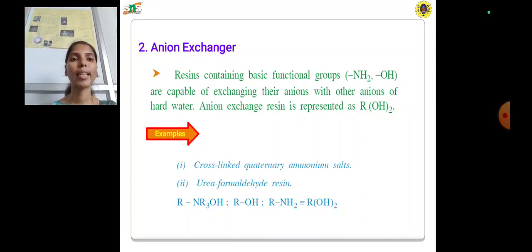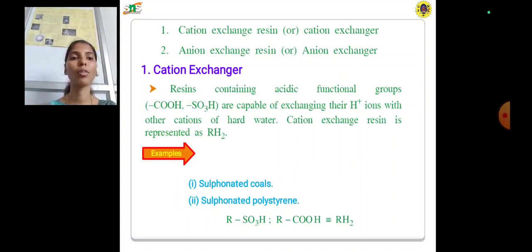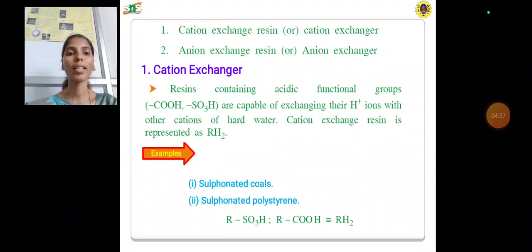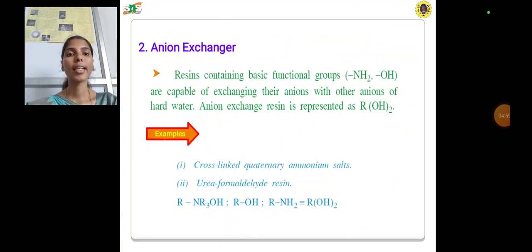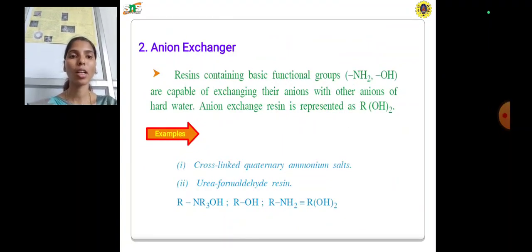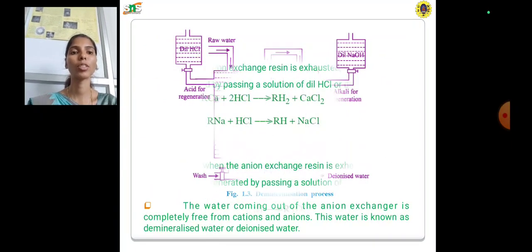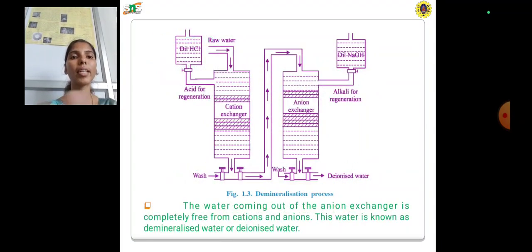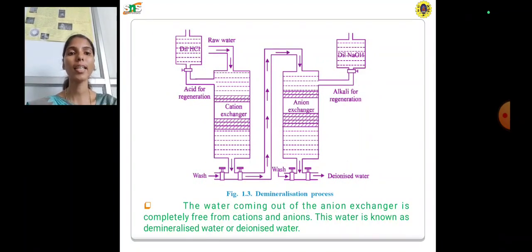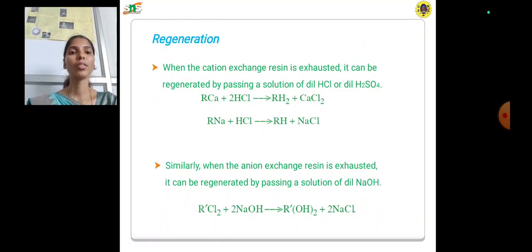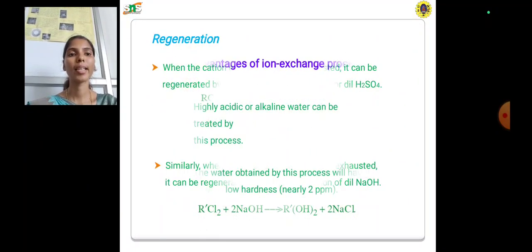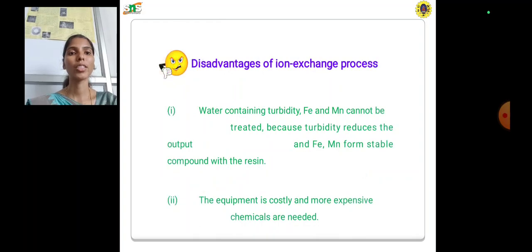The examples for cation exchanger are sulfonated coals and sulfonated polystyrene, and the examples of anion exchanger are cross-linked quaternary ammonium salts and urea formaldehyde resins. These are the processes of the ion exchange process, and we have seen the diagrammatic representation of the cation exchanger and anion exchanger. So these are the reactions and processes that take place in the ion exchange process, along with the advantages and disadvantages of the ion exchange process. Thank you.